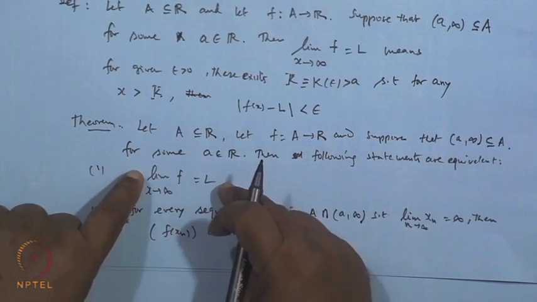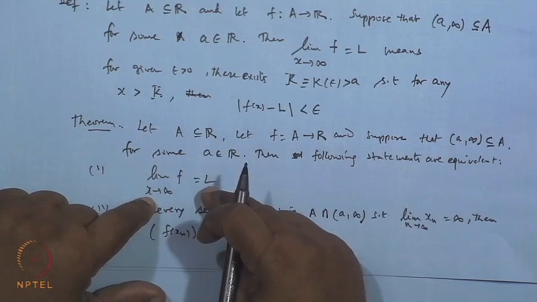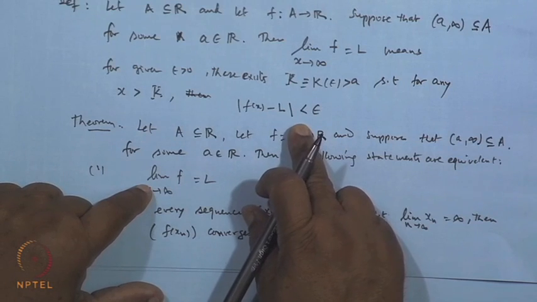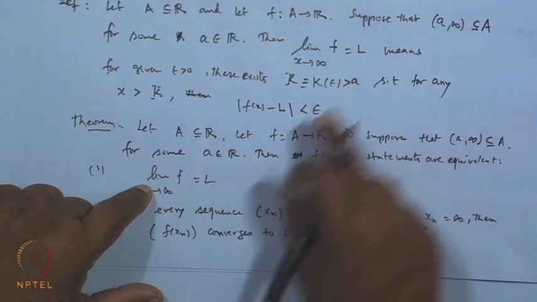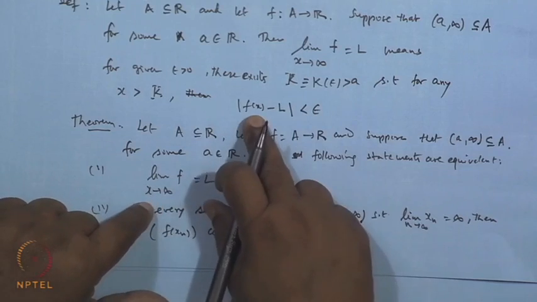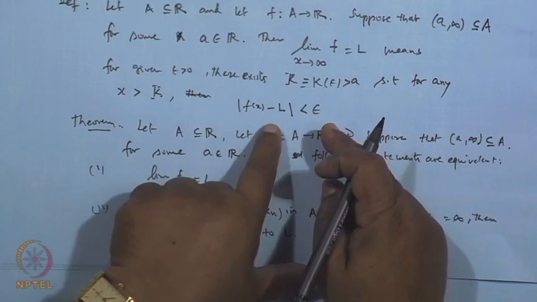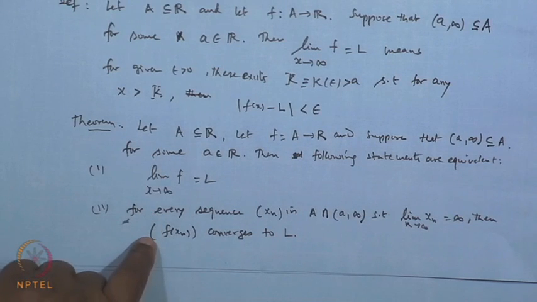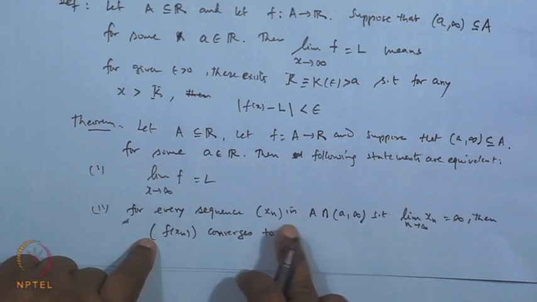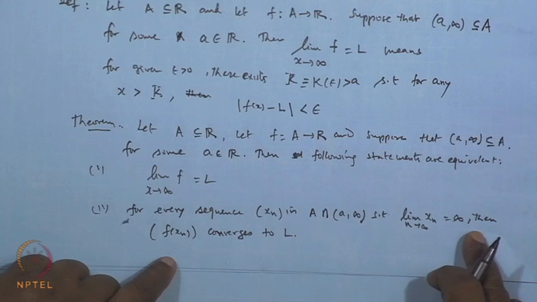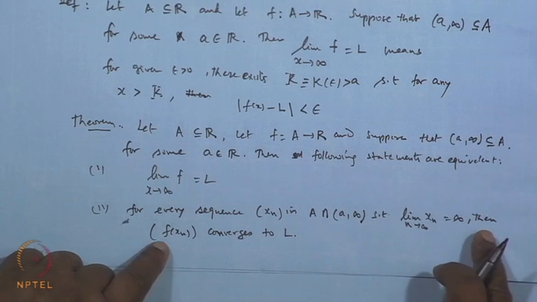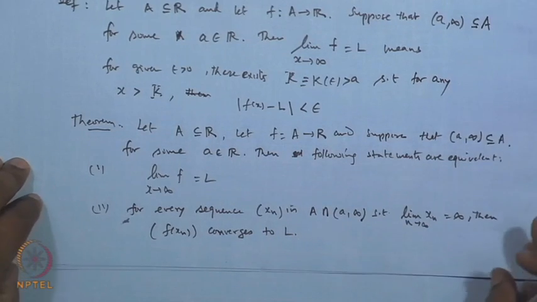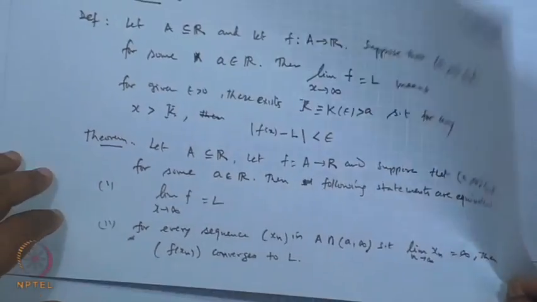When we say the limit of f as x tends to infinity is L, then in terms of the epsilon delta definition, for a given epsilon we can identify a k such that for all x greater than k, the difference f of x minus L will be small. And in terms of sequences, we can say for a sequence x n tending to infinity, the corresponding functional values will converge to L. So, that is the equivalent definition. Okay.